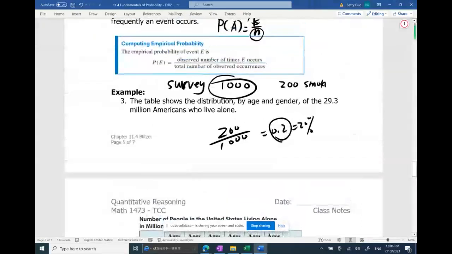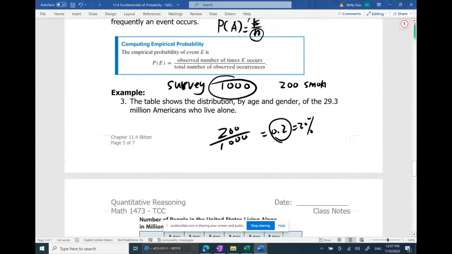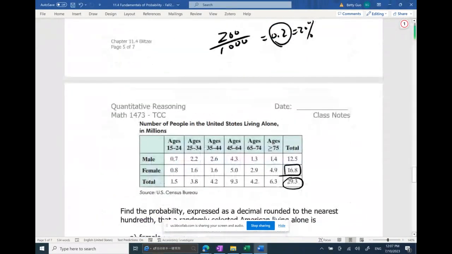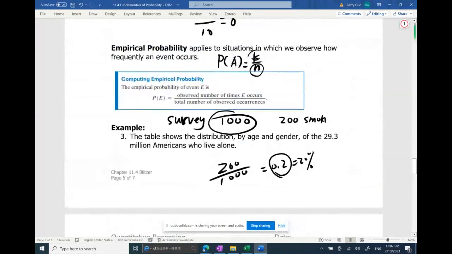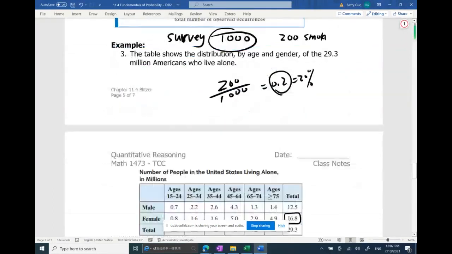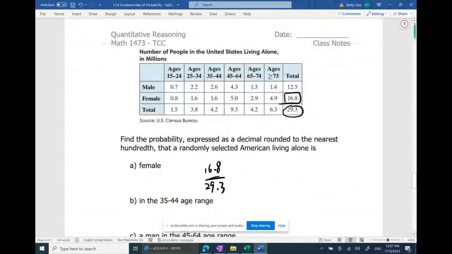It's pretty straightforward. The denominator is the total number of observed occurrences. You surveyed 29.3 million people, so the denominator is going to be 29.3 million. And the numerator is going to be the observed number of times E occurs. How many times does female occur? 16.8 million times, right? So the numerator is 16.8. And how do we express the result? We're going to express the result as a decimal rounded to the nearest hundredth, so keep 2 decimal places.